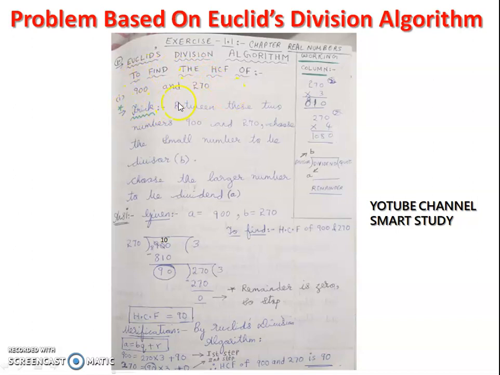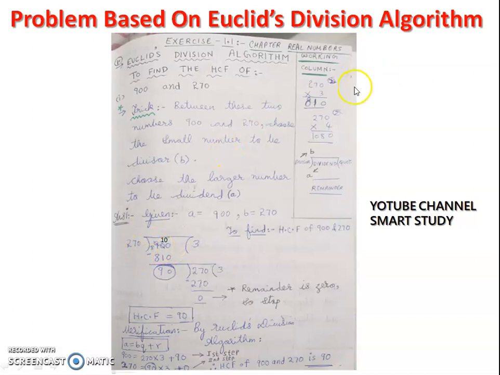There is one trick. Between these two numbers, 900 and 270, we have to choose the smaller number as my divisor B and the larger number as dividend A. That is why I am choosing the larger number as dividend A is equal to 900 and the smaller number as divisor B, that is 270. Now here I have to find HCF of 900 and 270. So here is my divisor and this is my dividend.